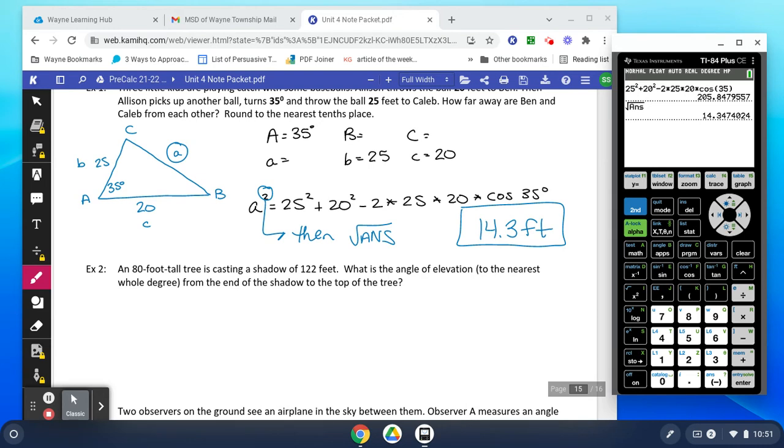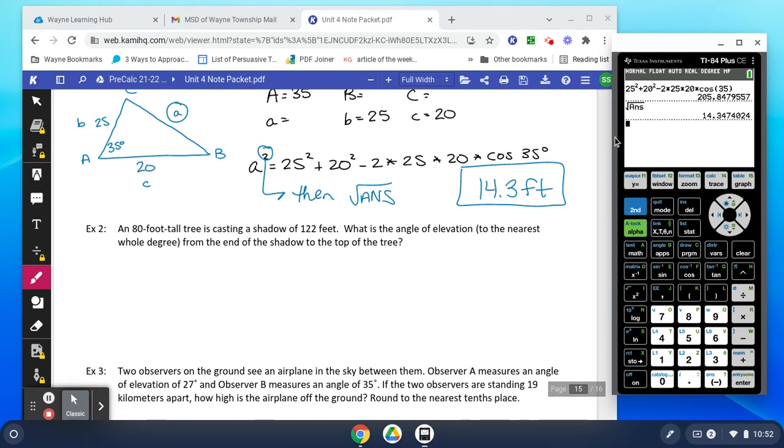So with these problems, part of it is setting up the story problem. Make sure you're drawing the triangle correctly. A big part of it is making sure that you're setting up the formula correctly. And another big part of it, making sure that you have practice in the calculator and that you understand how it works.